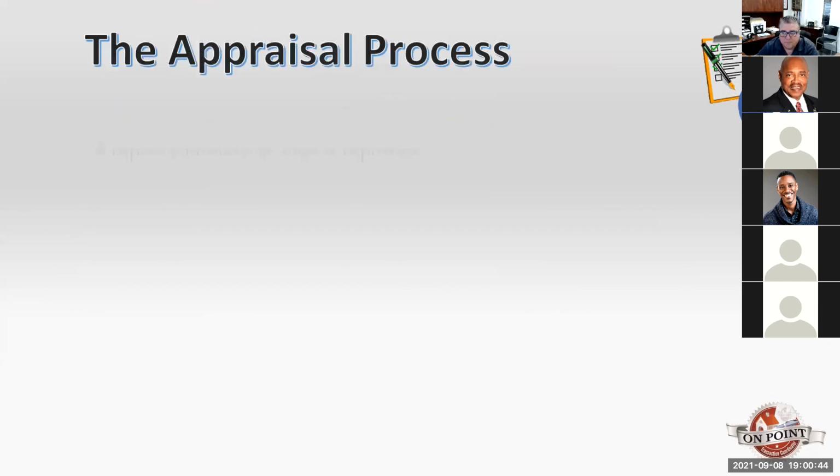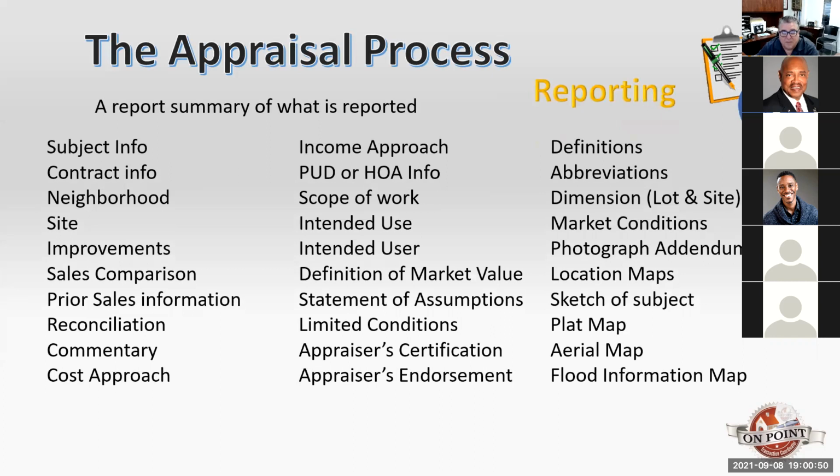So a narrative appraisal is simply written out, whereas we're used to seeing the form reports, which are a little bit more boilerplate because they're all the same, right? So a report summary of what is reported, right? And this is just things that are all reported on an appraisal report, right? The subject information, obviously, the contract information, we talked about that, the neighborhood analysis, the site analysis.